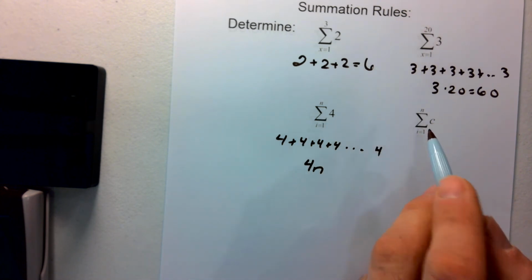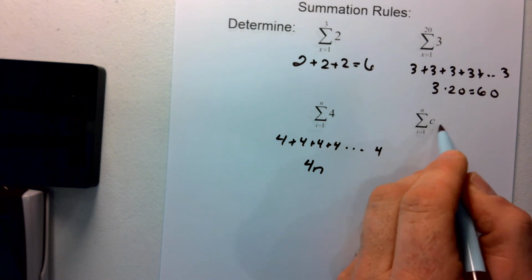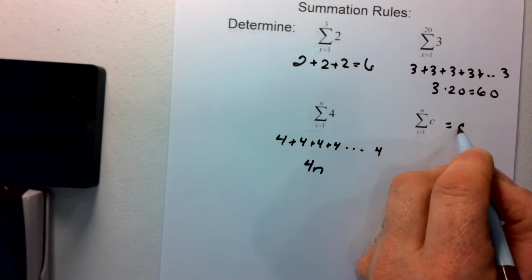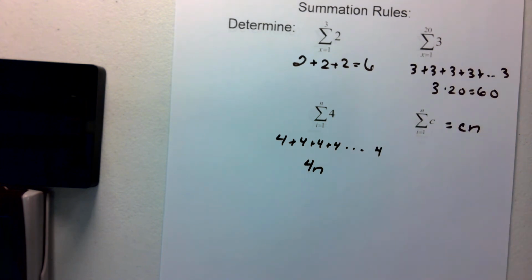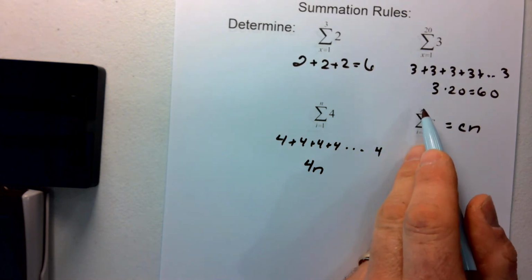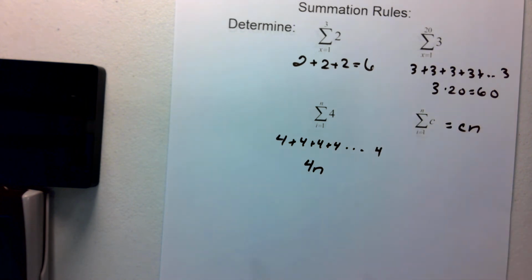More generalized, if I go from 1 to n of any constant, it doesn't matter what the constant is, if I go out n times, the summation is going to be c times n. And that's one of our summation rules. The summation of a constant from 1 to any number is going to be that constant times our upper bound.